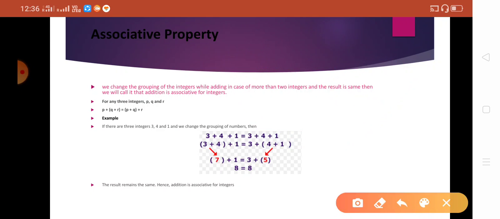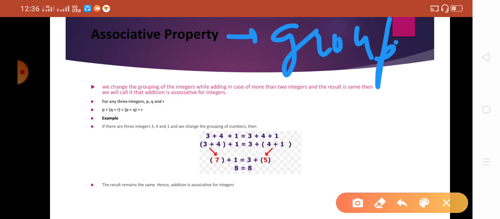We have 3, 4 and 1. First of all we have added 3 plus 4, answer is 7. 7 plus 1, answer is 8. In the next we have added 4 plus 1 first. 4 plus 1, 5. 5 plus 3, 8. In both the cases, if you change the grouping, the answer is same. So association means when we change the grouping of integers while adding, in case of more than two integers, the result is same, then we can say that addition of integers is associative. So associative property is nothing but related to grouping of numbers. If you change the grouping, if the answer is same, that means we can say that the property is associative.